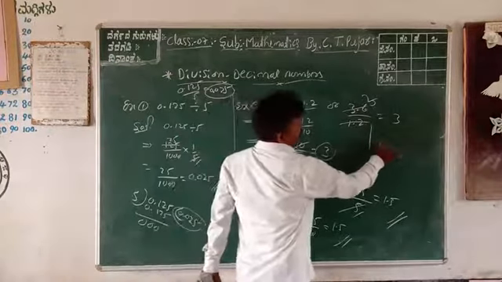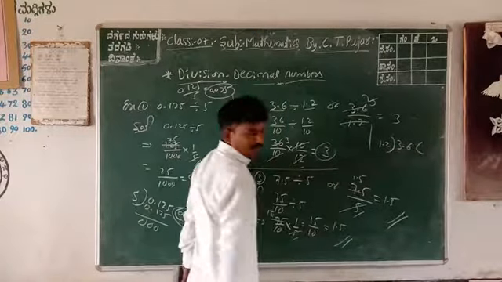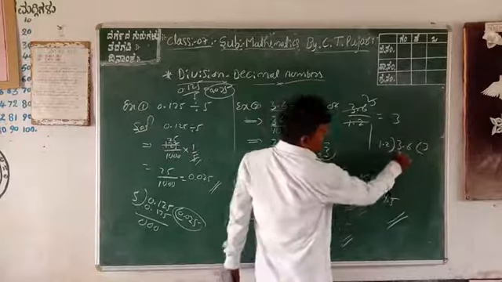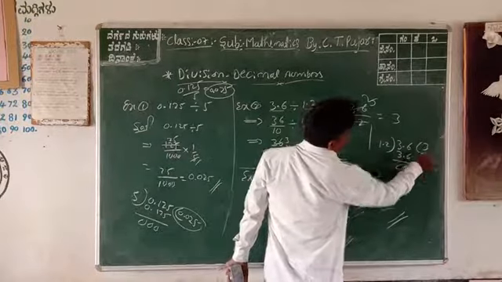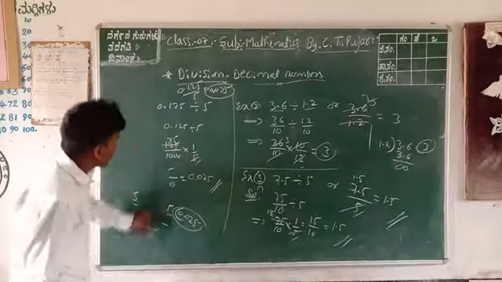Therefore, 3.6 is divisible by 1.2. 1.2 threes are 3.6, so the remainder is 0 and the answer is 3. This is also the same. Next example.